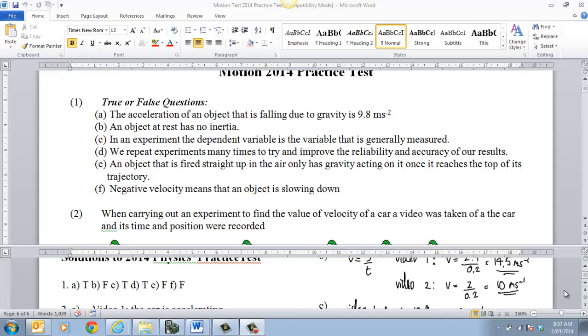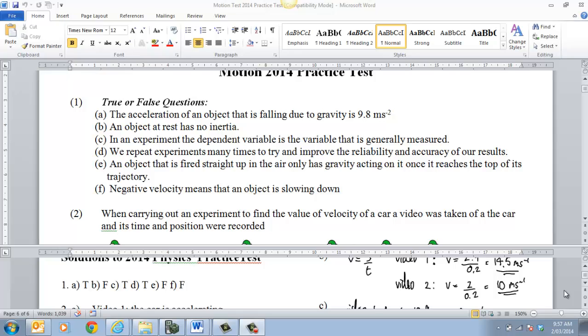Today I just want to go through the practice test for you. So, hopefully no force is equal to mass, then just looking at the solution. If we go through the first one, the acceleration of an object falling due to gravity is 9.8 meters per second squared. That is in fact true, it's going downwards.